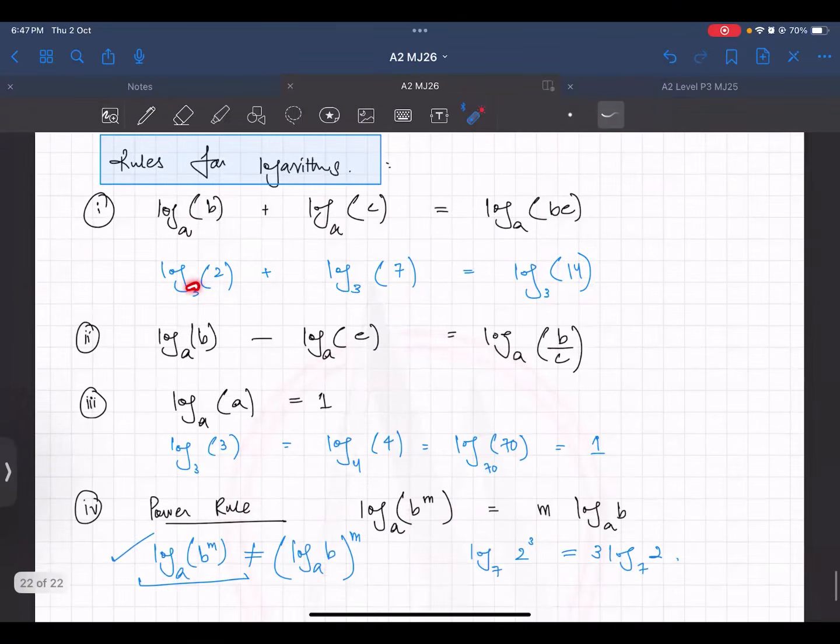Look at the second one as an example. The base was 3, 3, and then you have 2 over here and 7 over here. So the inside would become 14 now. Insides will multiply. Then they are divided. If the logs are subtracting with the same base, then the insides would divide.